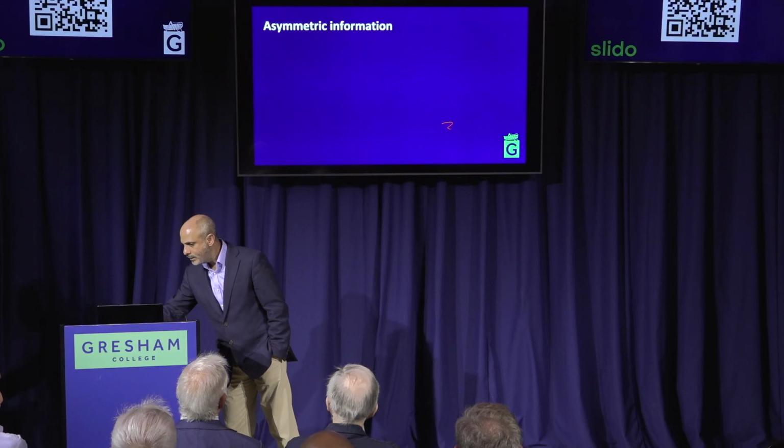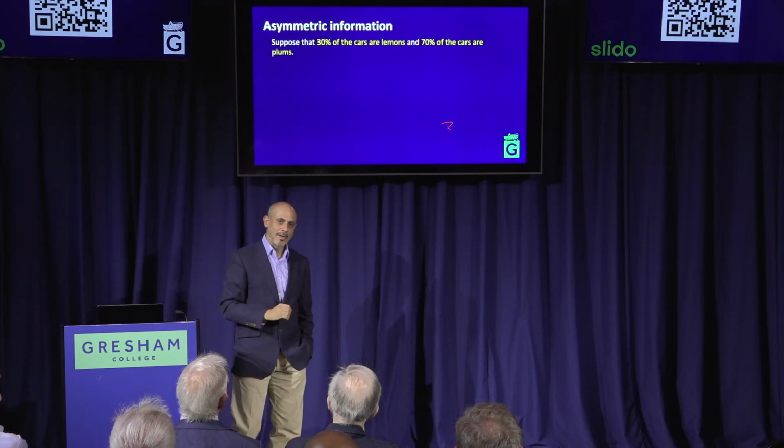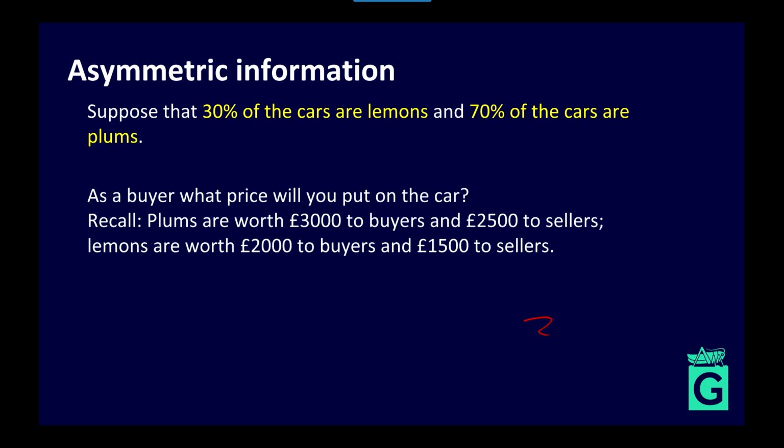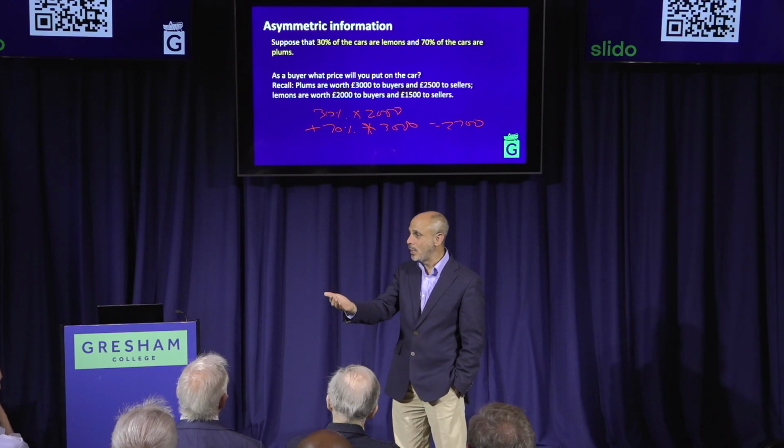Let's go back to look at this opposite case here. 30% of the cars are lemons and 70% are plums. What price do you bid? The answer is exactly the opposite. So 30% of the cars are lemons and 70% of them are good. You bid 2,700 pounds. Now, if you bid 2,700 pounds, what do you get? Will the lemon sellers sell? Of course they'll sell. They're getting 2,700 for a car which is otherwise worth 2,000.